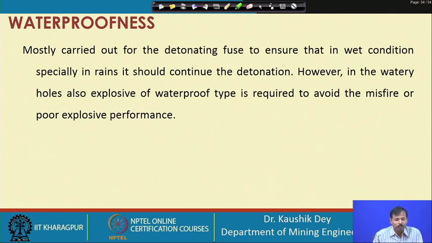So, next one is the waterproofness. Waterproofness is mostly checked for the detonating fuse, to ensure that in wet conditions, especially in rain, it should continue the detonation. So there is no chance of the detonation being cut off in between because of the presence of water. However, in watery holes, explosives of waterproof types are required to avoid misfire or poor explosive performance.